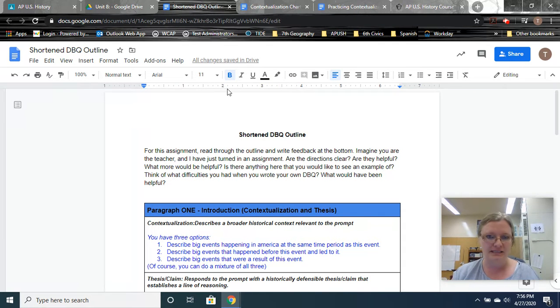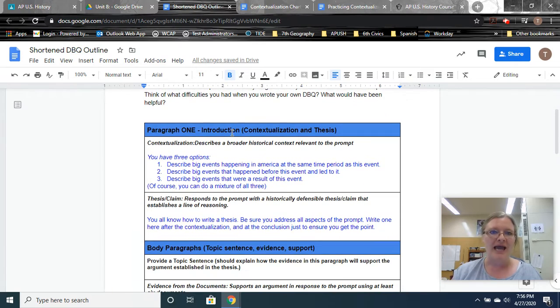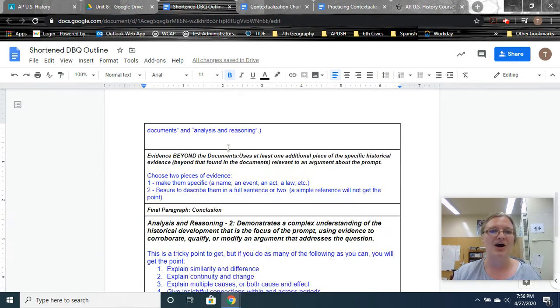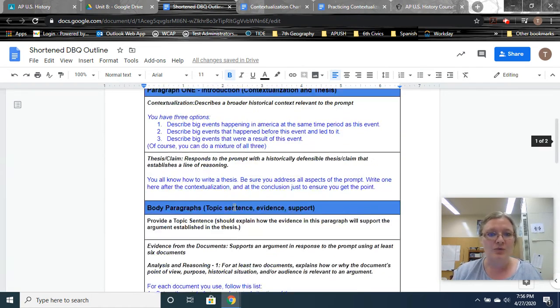So I've created this shortened DBQ outline, as you can see on my computer. And I've laid out what you should be doing in each paragraph and how to set it up, with helpful hints so that you can get all the points when you write your DBQ. I'm hoping it will be helpful.